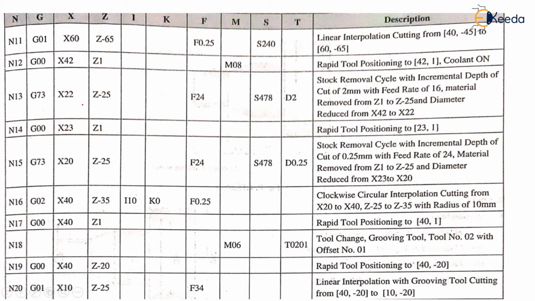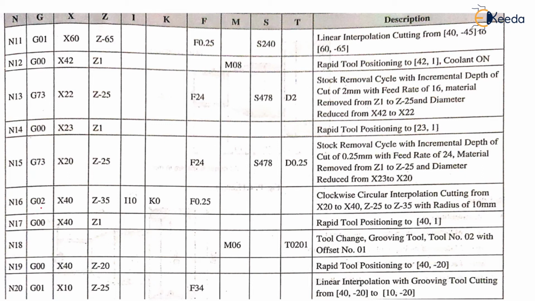So after that removal of stock, again it goes to rapid position 23.1 and G73 X20 Z minus 25. Feed rate is 24, S470, D0.25. It is a stock removal cycle for 0.25 mm depth, and how much depth is there? 2 mm of material is still remaining from 22 to 20. So that 0.25 finish step will be there.